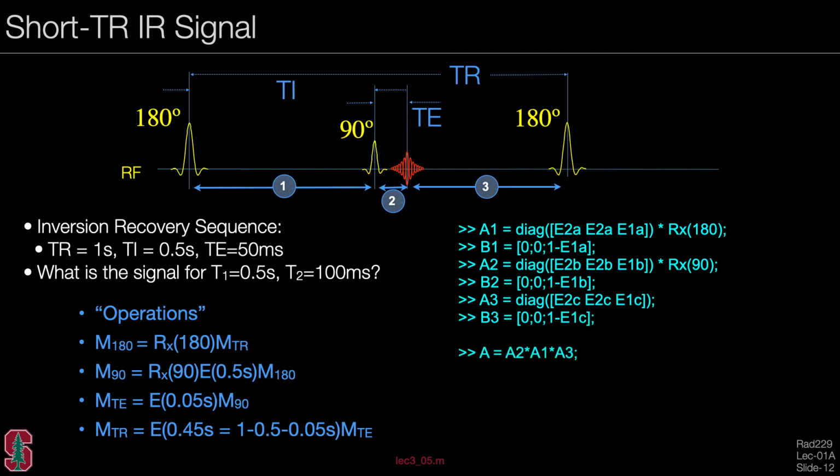Now, we can combine the A matrices for these 3 intervals, and we can combine the B vectors for these 3 intervals. And then we can simply calculate the steady state here, and we'll see that the steady state is as shown here, where in the steady state there is a small amount of Z magnetization, and this is the signal that we would get at the echo time TE.